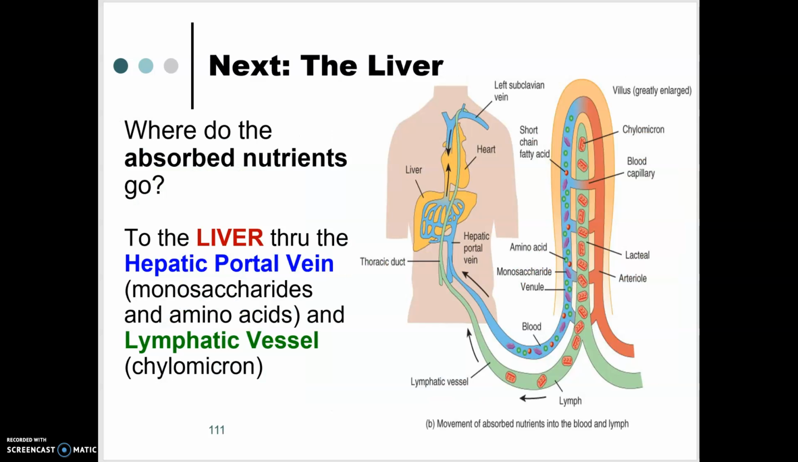Now, where do all these nutrients go when we absorb them into the blood? Well, they're collected. They have a special blood circulation, and they get passed into the liver. And when we come back in the next video, we'll pick it up and we'll talk about the important function of the liver.